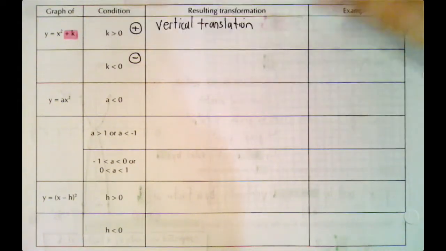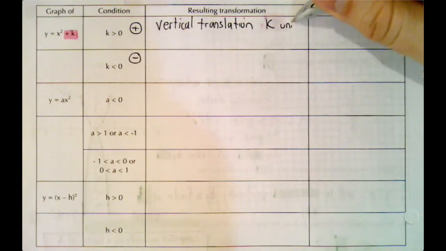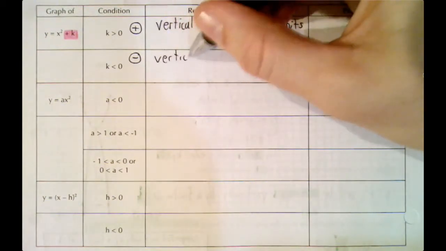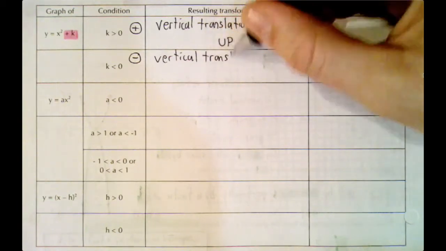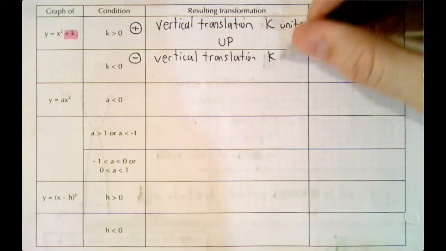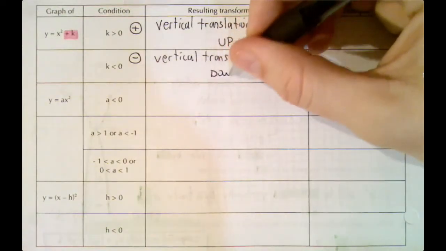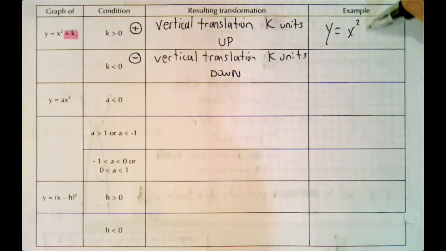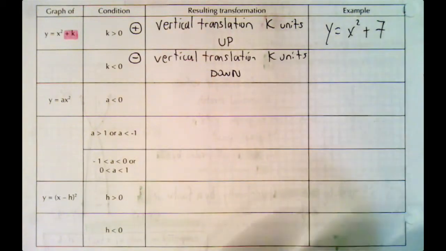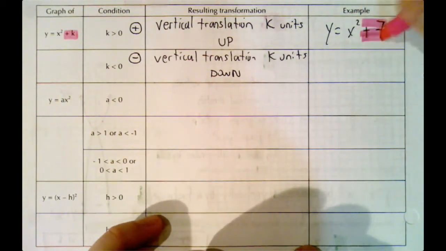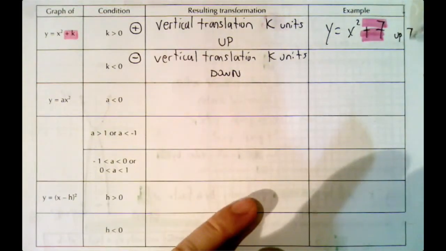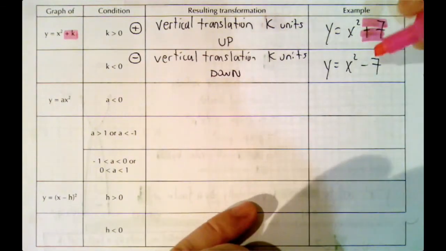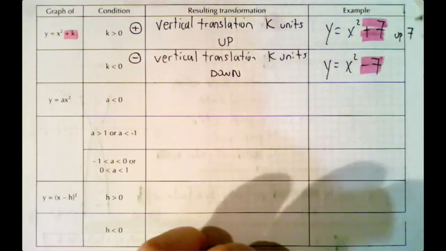And whatever k is, so if k is 5, it'd be 5 units up. And if it's negative, it's a vertical translation, k units again, and it would be down. So what's an example? Well, if we had y equals x squared plus 7, we'd be shifting up 7. And write that here, up 7. If we had y equals x squared minus 7, that would be down 7.